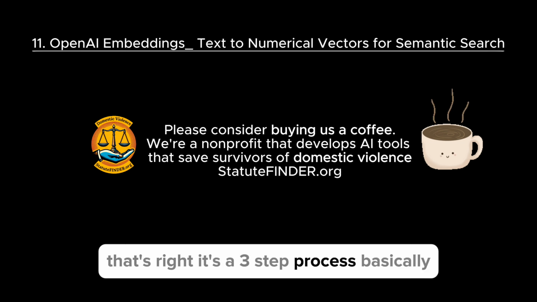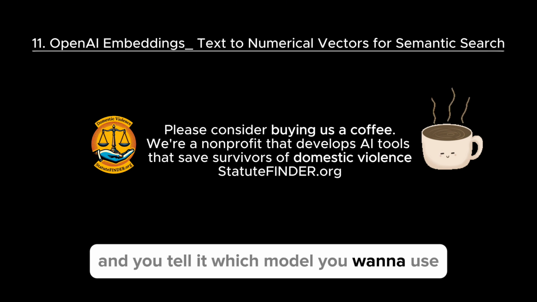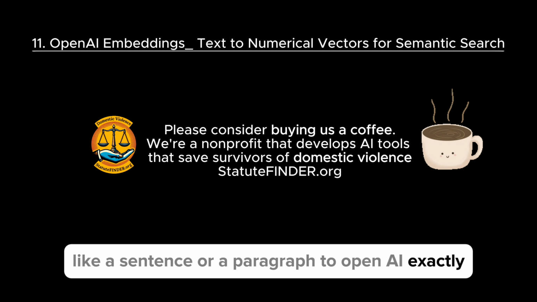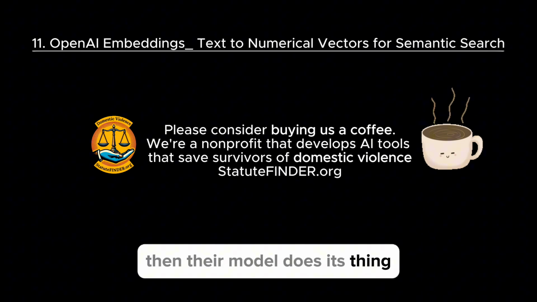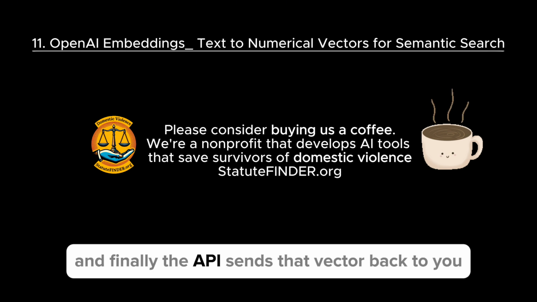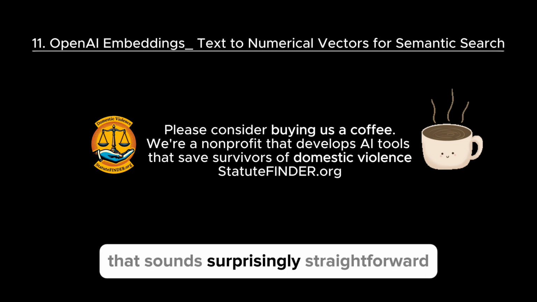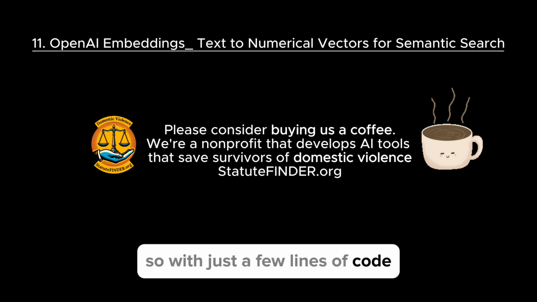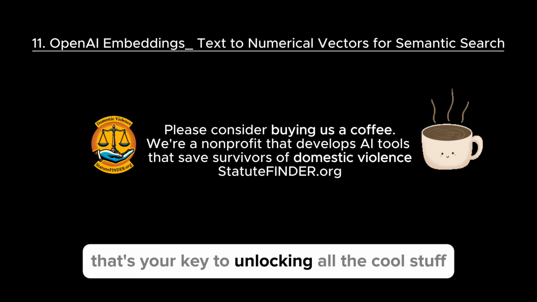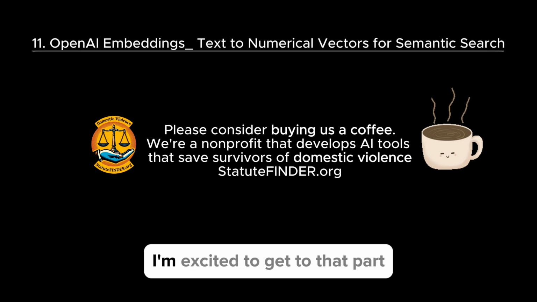That's right. It's a three-step process, basically. First, you send your text to the API, and you tell it which model you want to use. More on that later. So we're literally sending a sentence or a paragraph to OpenAI. Exactly. Then their model does its thing, crunches the numbers, and generates the embedding vector for that text. And finally, the API sends that vector back to you, ready to use in your Python code. That sounds surprisingly straightforward. So with just a few lines of code, you can get your first embedding. You got it. And that vector is your key to unlocking all the cool stuff we've been talking about, like semantic search or recommendations. I'm excited to get to that part.